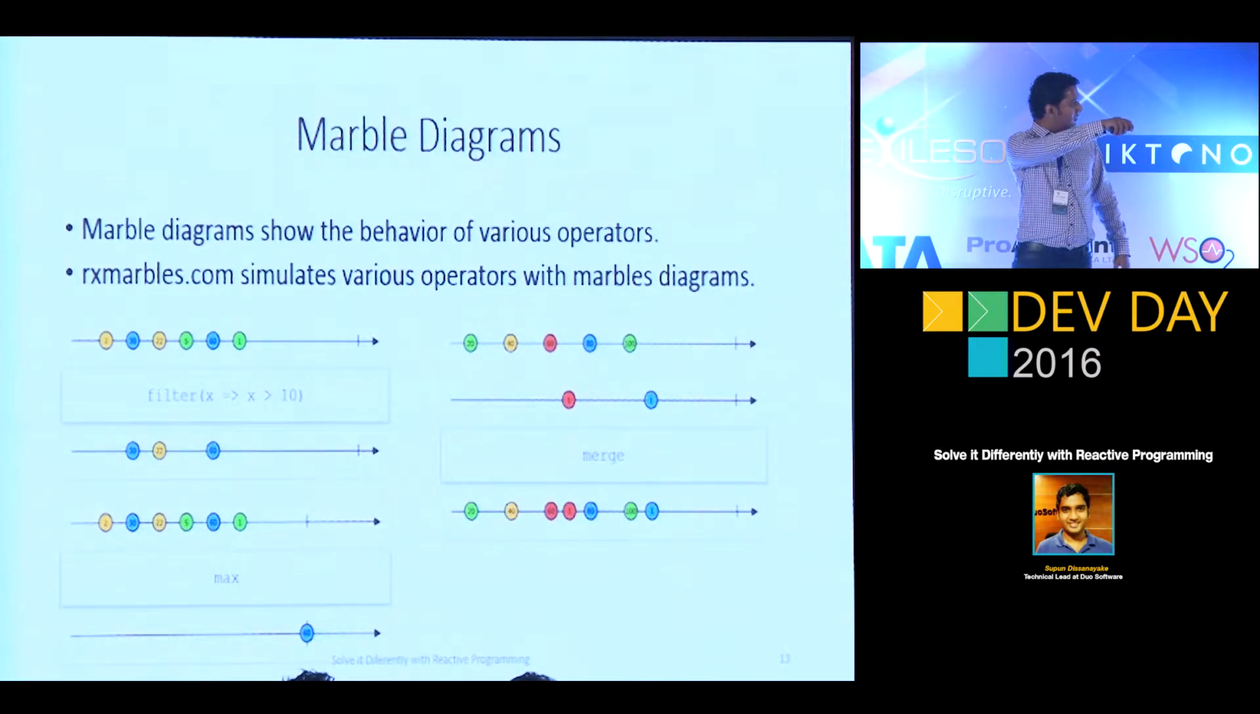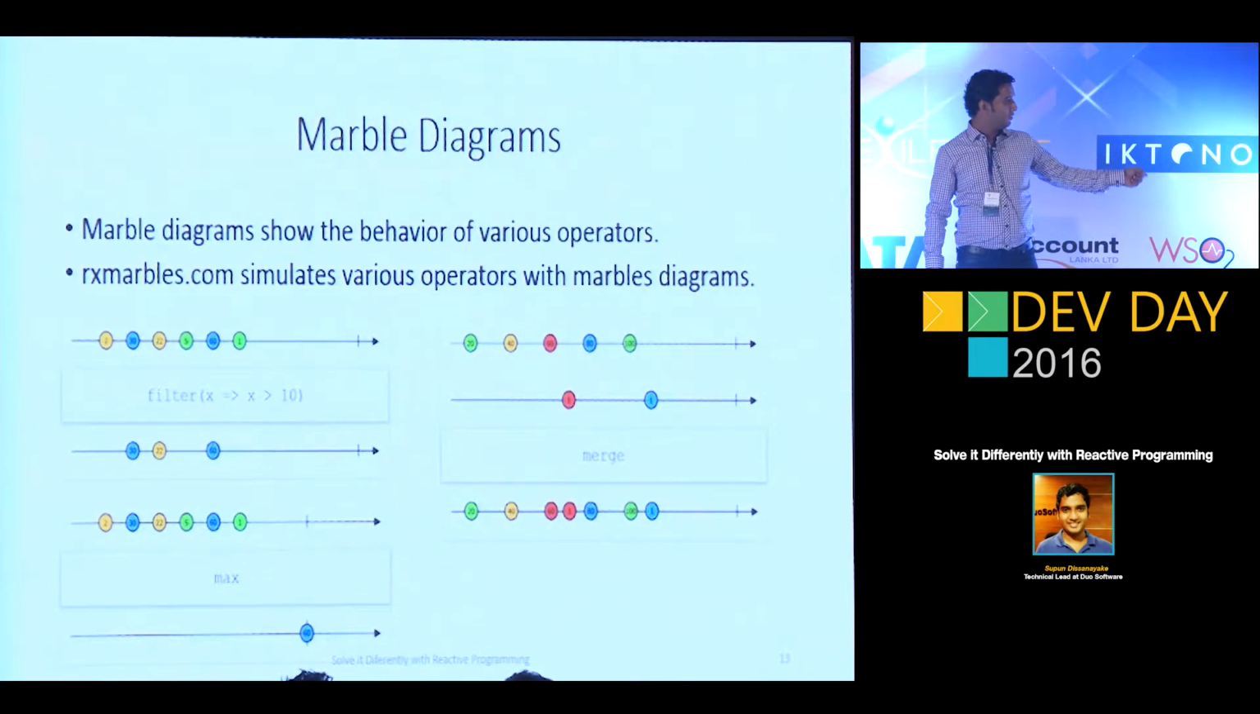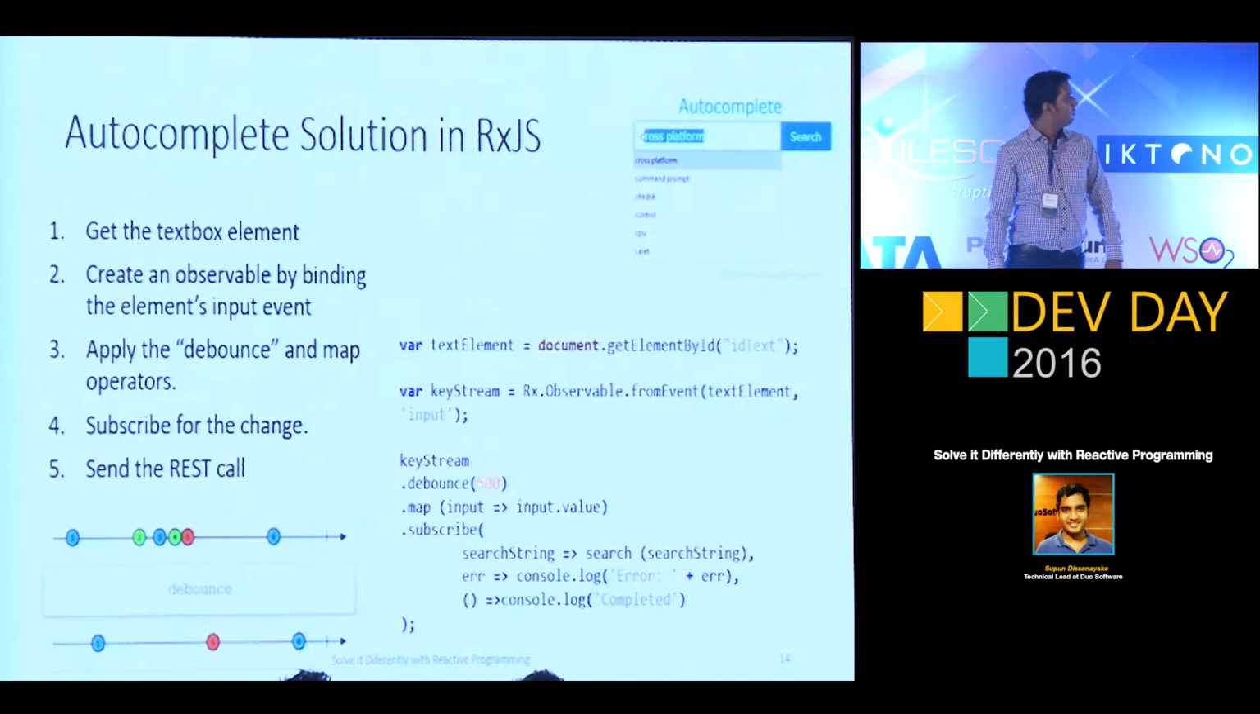In marble diagrams, the vertical line at the end shows the completion of the observable. At the completion only, the maximum value will be calculated in this max operator. You can also combine two operators together using the merge operator. In the merge operator, a final observable will be outputted with the two things that are combined.